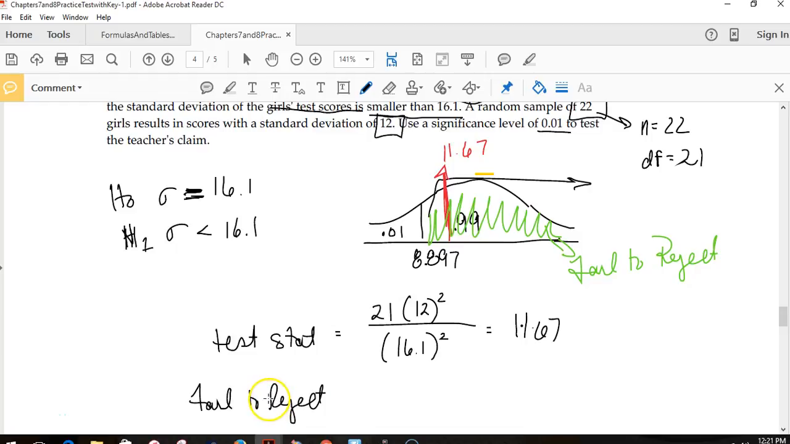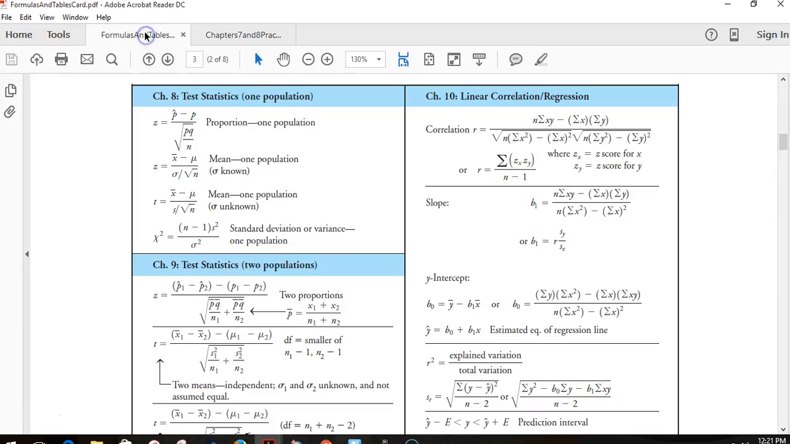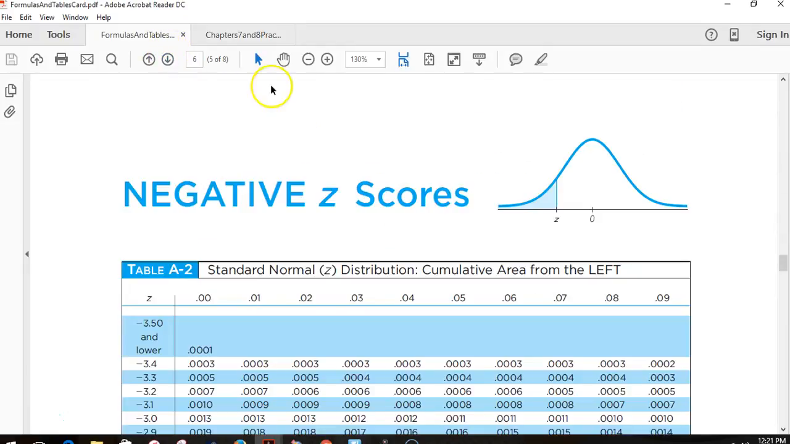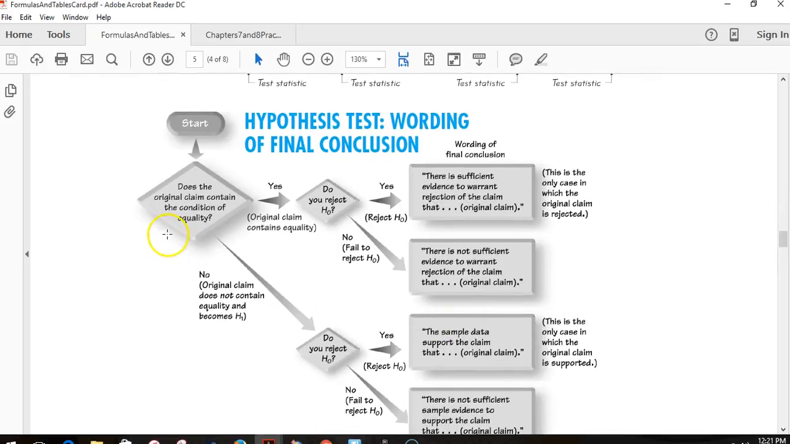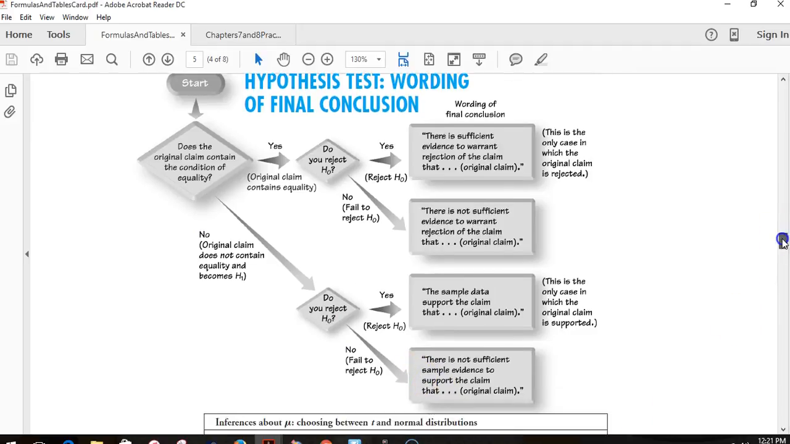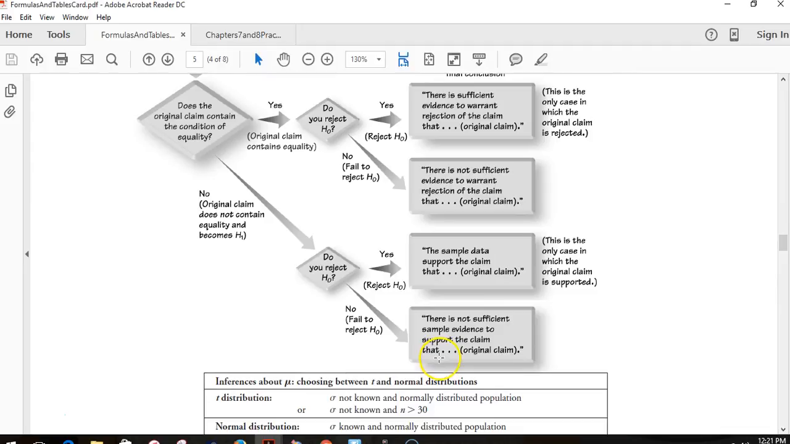Then I'm going to use my flow chart to see if I'm happy or sad. So back down to the flow chart. Did the original claim contain the equality? No, we said it was less than. Did you reject the null? No, unfortunately I did not. There is not sufficient sample evidence to support the claim. So even though the data set generated values that were smaller, overall that's not true. That does not appear to be true. So there is not sufficient sample evidence to support the claim that girls have a smaller standard deviation than the overall population. That is your overall test.